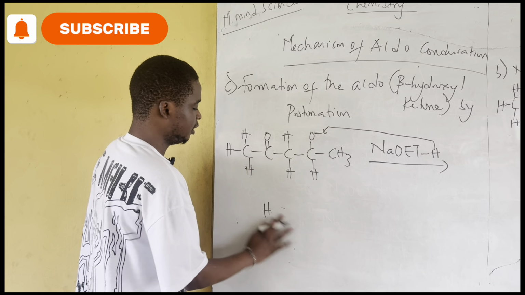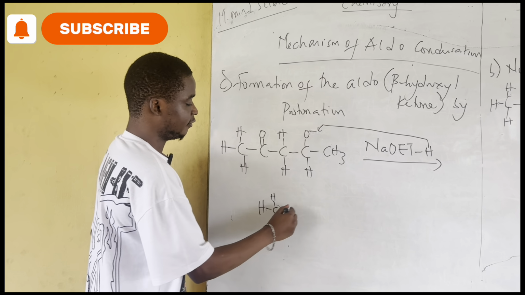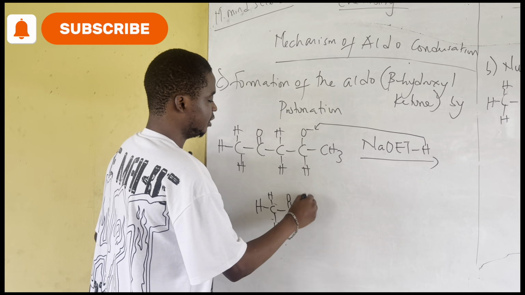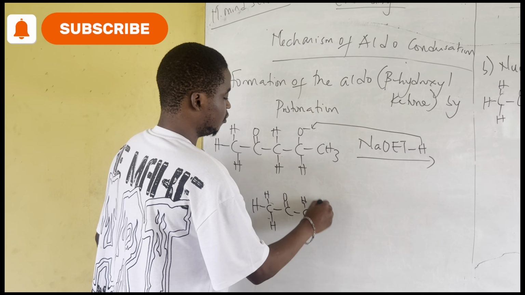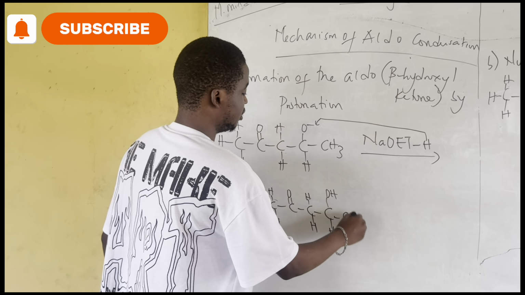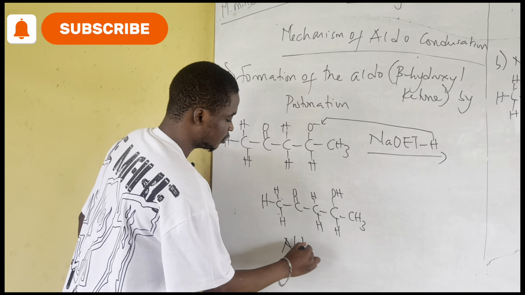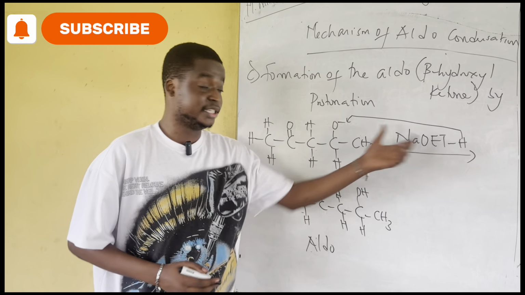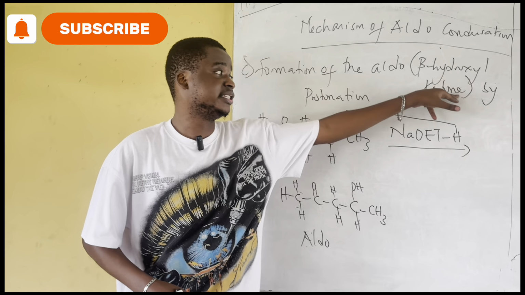HC, we have C double bond O. We have C, H, we have C, O, H, and H. So this is what we call an aldol. Now, plus the base, obviously, you can write it. I want to show you why it is called beta hydroxy ketone.